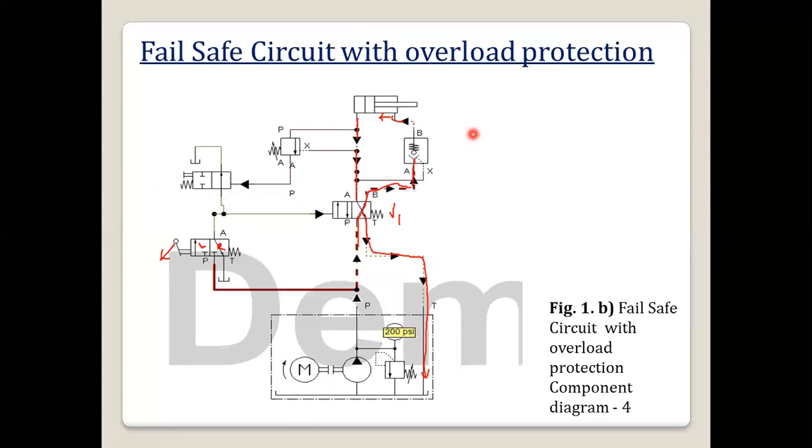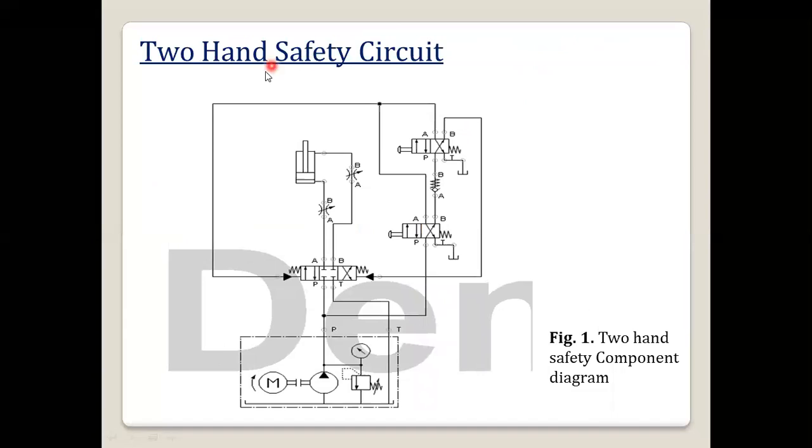Okay, now we will discuss the last circuit, that is the two-hand safety circuit. Okay, so this two-hand safety circuit is again for the safety of the worker. Okay, here we have to operate both the direction controls. So here what you can see is that we have one 4x3. So this is a 4x3 DCV. Okay, 4x3 DCV. But how is it controlled?